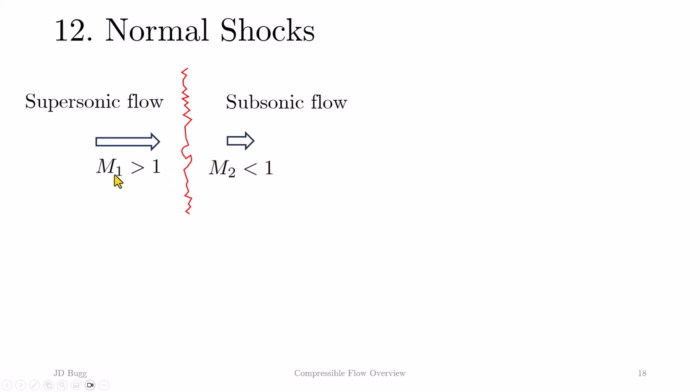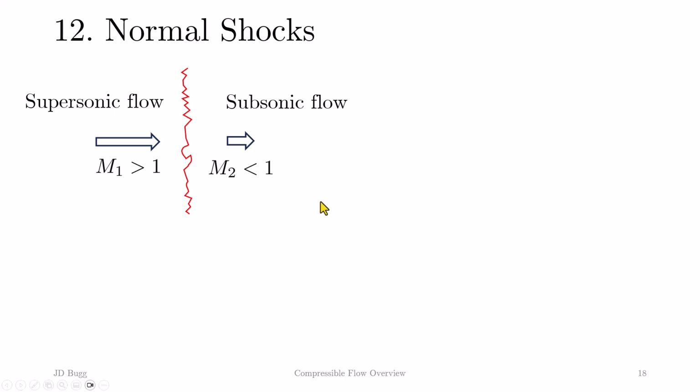Here we're using the subscript 1 to refer to properties upstream of the normal shock, and the subscript 2 to refer to properties downstream of the normal shock. Because we have extremely high gradients of multiple properties inside the normal shock, friction cannot be ignored. Therefore, a normal shock is not an isentropic process, which means the isentropic relationships that we introduced earlier cannot be applied across a normal shock.